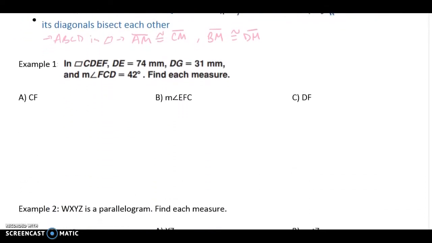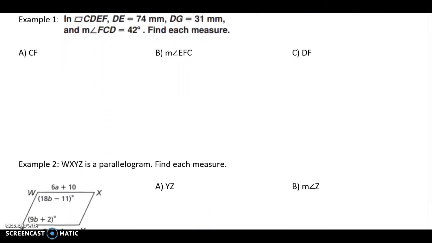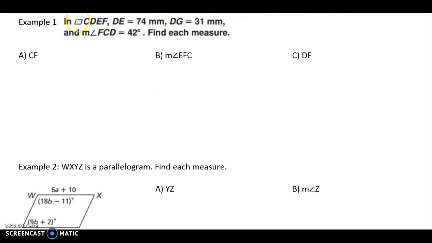So example 1, in parallelogram, remember that little symbol right here means parallelogram. Parallelogram CDEF. DE is 74, DG is 31, and the measure of angle FCD is 42. Okay, so in this case, I usually find it pretty helpful to draw a diagram, right? Remember, how would you draw a diagram given this information?